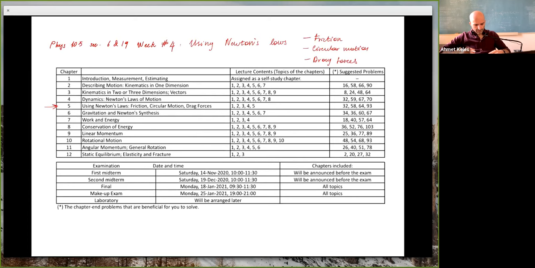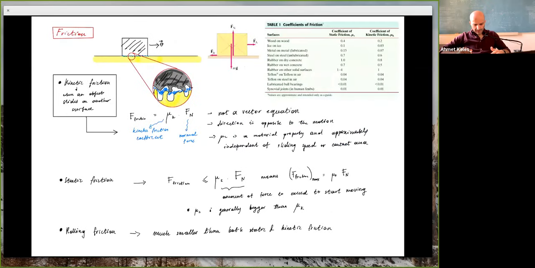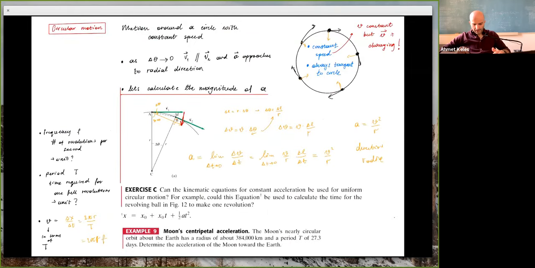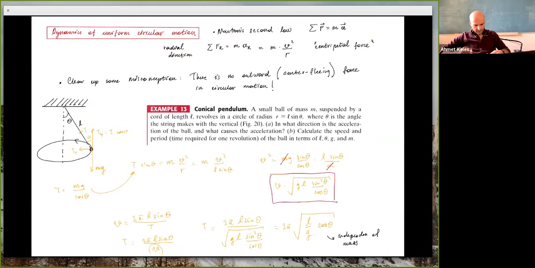We introduced friction, circular motion, and we used Newton's laws. We explained that there were two kinds of friction: kinetic friction and static friction. We introduced circular motion, and we said acceleration in circular motion is v squared over r, and speed is always tangential and constant. We introduced the dynamics of uniform circular motion, and we said the centripetal force is mv squared over r.